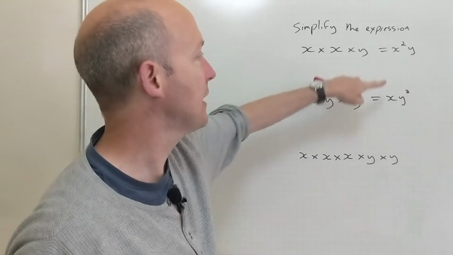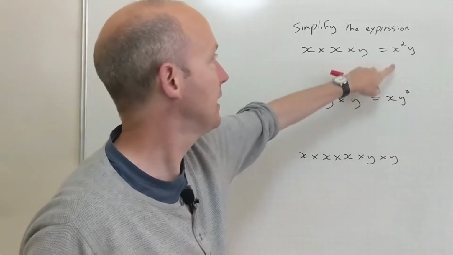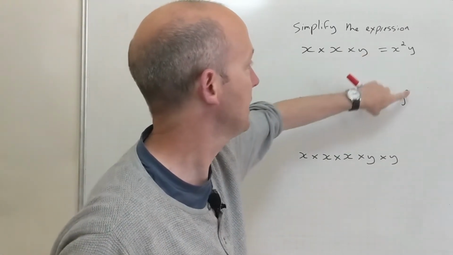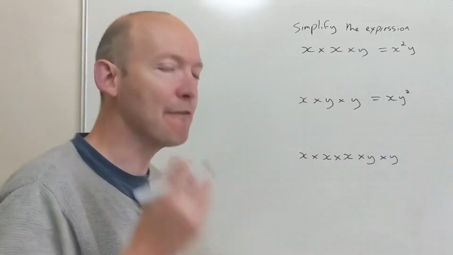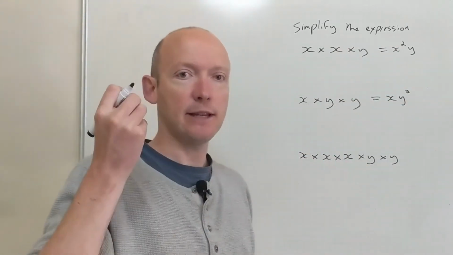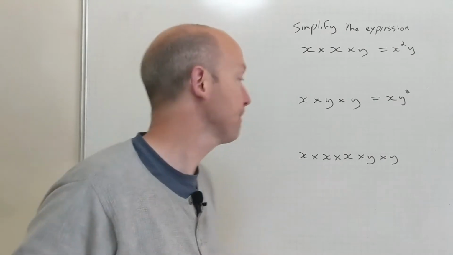Notice these are not the same thing. They look in some ways very similar. We've got an x, we've got a y, and a y, we've got a squared sign, but it's a different thing that's being squared, so that's a completely different expression.